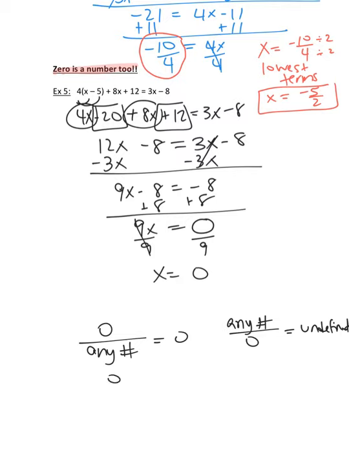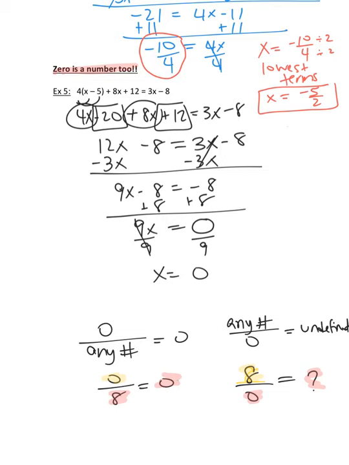Okay, so for example, 0 divided by 8 is 0 because when I multiply these two numbers, 0 times 8, my answer is 0. But if I took 8 and divided by 0, there's no possible answer because when I multiply 0 times something, there's no way I'm going to get 8 as my answer.